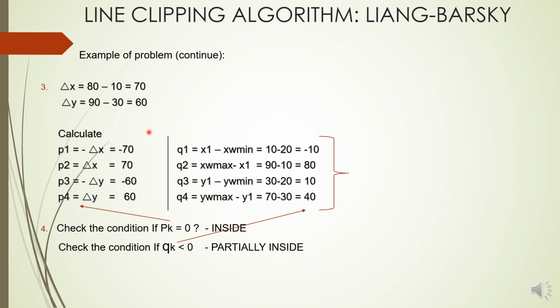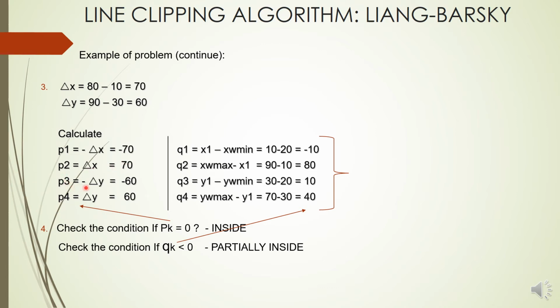And then what you need to do next is calculate P1, P2, P3, P4, and also Q1, Q2, Q3, and Q4. This formula we have discussed before in the algorithm. So let's find out P1. P1 is nothing else, it's just negative delta x. Negative delta x is negative 70. Delta x is 70, so just put negative. P2 is the positive delta x, which is 70.